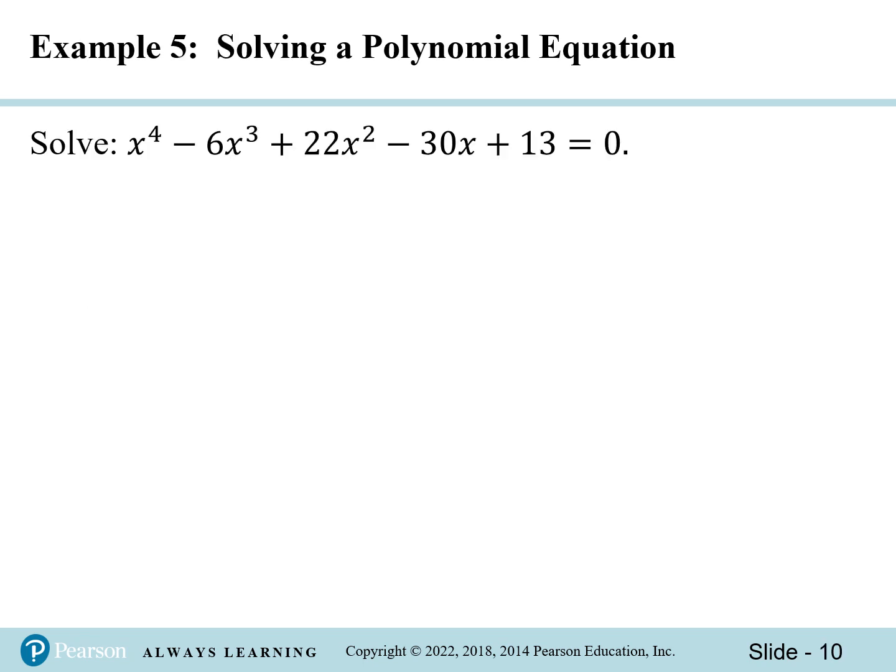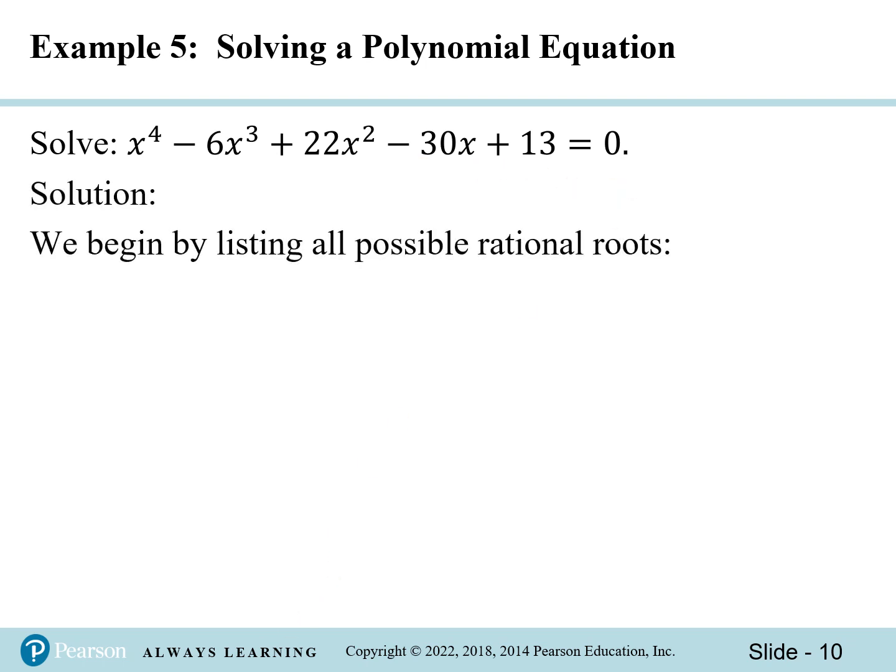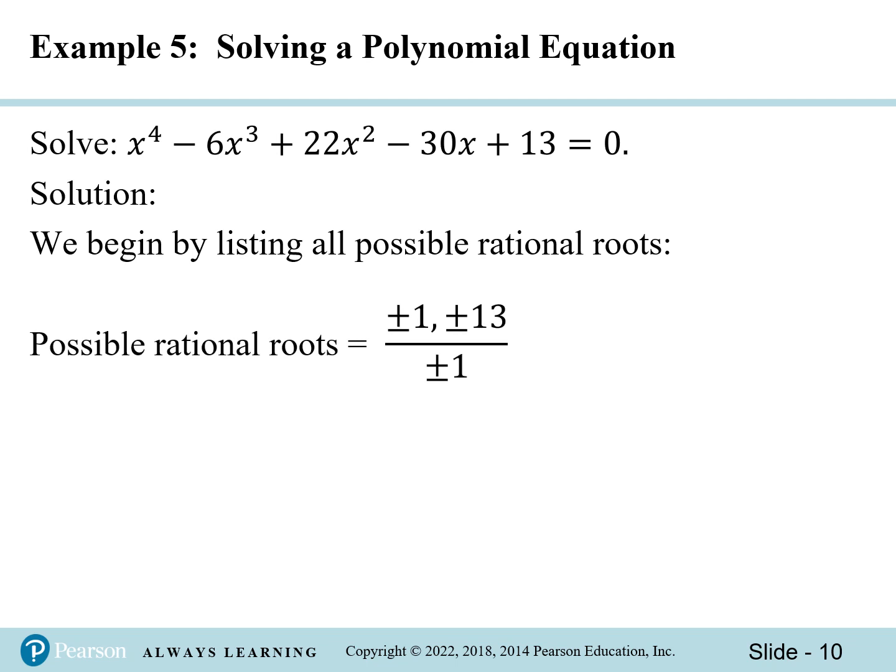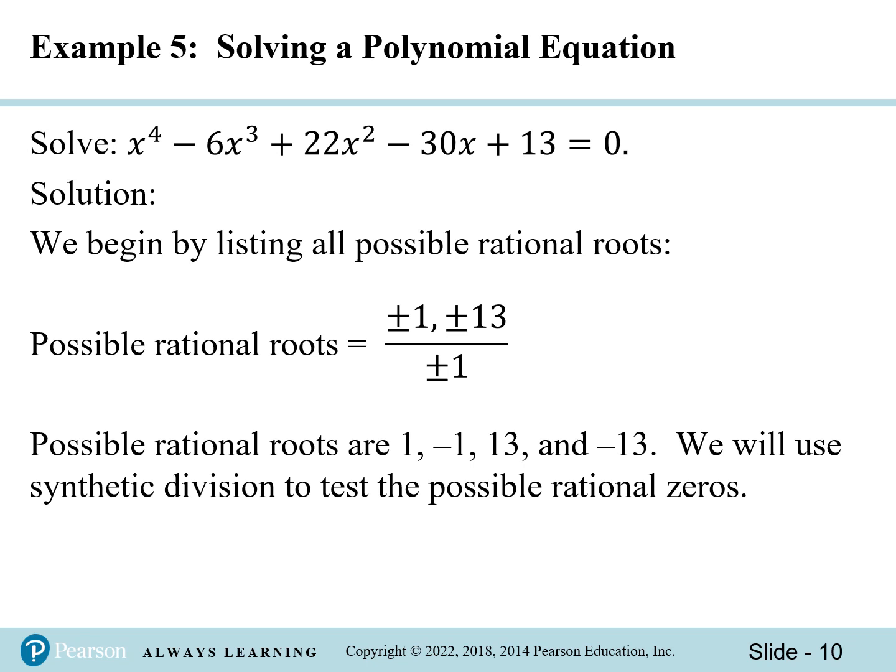So solving a polynomial equation here, we have x to the 4th minus 6x cubed plus 22x squared minus 30x plus 13 equals 0. First thing we have to do is list all of our possible rational roots. We have 13 for our last term and 1 for our leading coefficient. So we're going to have plus and minus 1, plus and minus 13 over plus and minus 1. So my possible rational roots are 1, -1, 13, and -13. Again, we're going to have to use synthetic division to check that out.